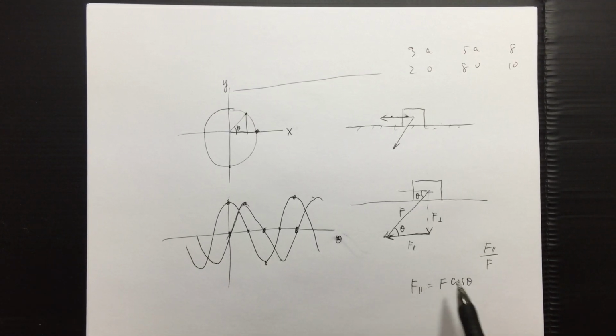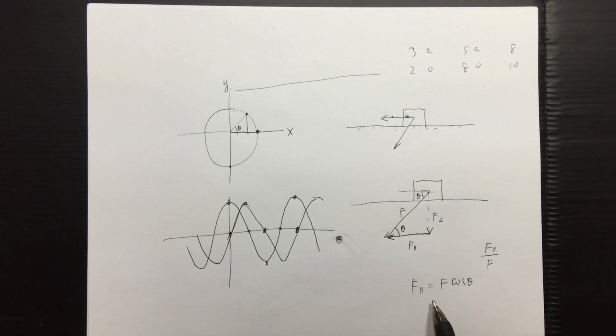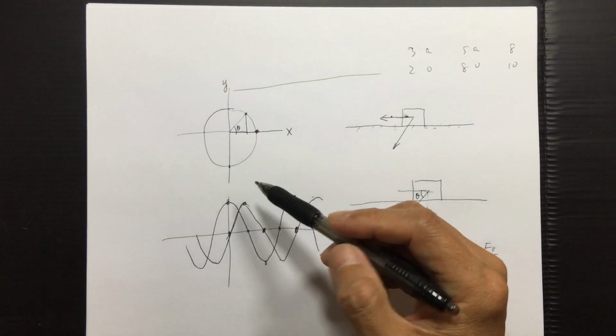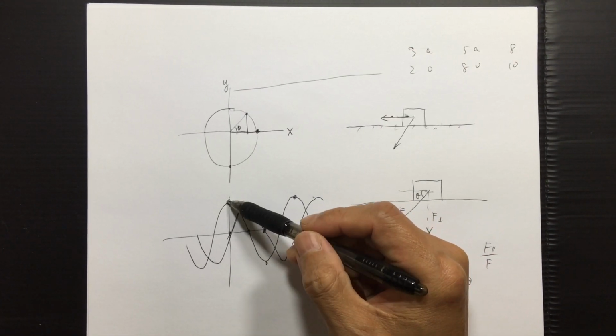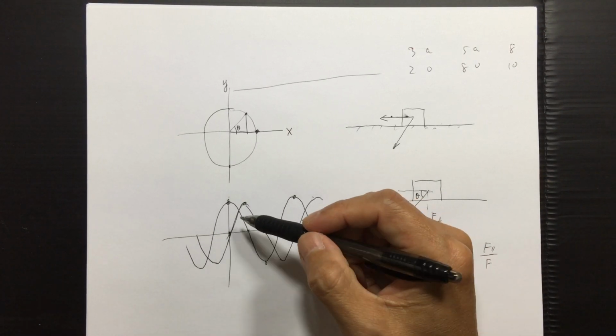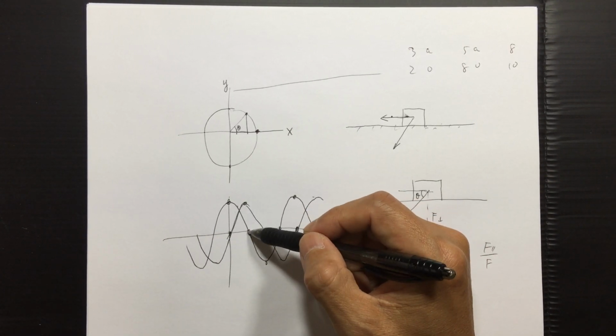When theta is not 0, there's a number. This is a number between 0 and 1. When theta is 0 it is 1, and when it's not 0, somewhere here, it's between 0 and 1.